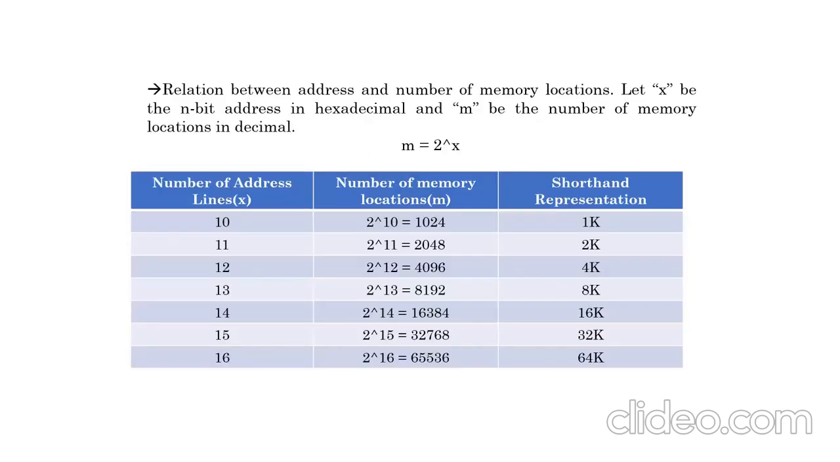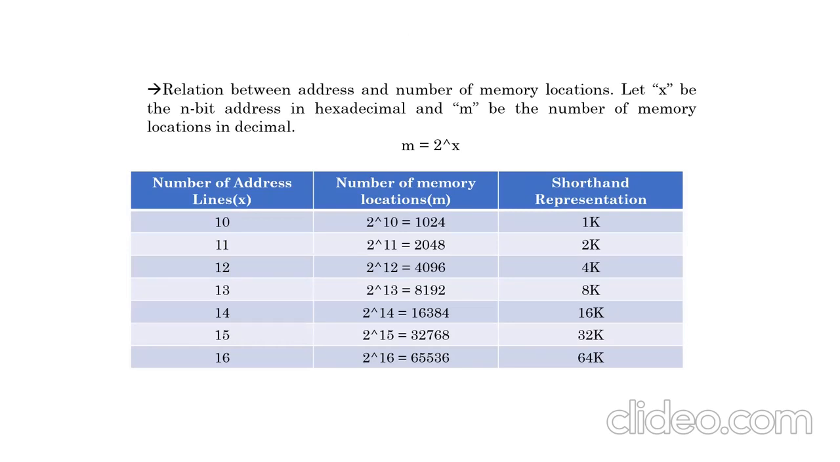Next, what is the relation between the number of address lines emitted by a processor and the number of memory locations it can access? The direct relation is that the number of memory locations is given by 2 to the power n, where n is the number of address lines. So if the address lines are 10, the number of memory locations will be 2 power 10, which is equivalent to 1024. This 1024 in shorthand form is represented as 1K.